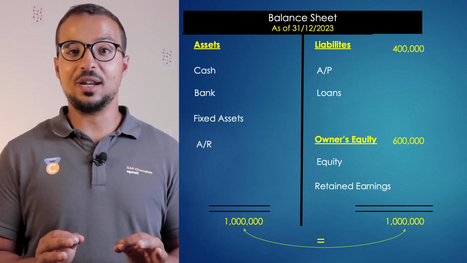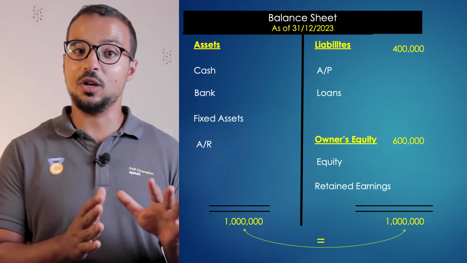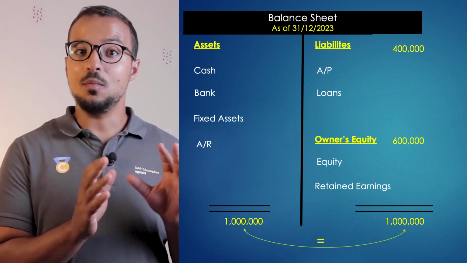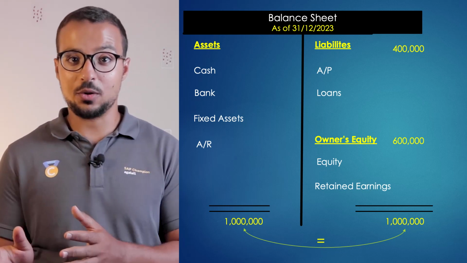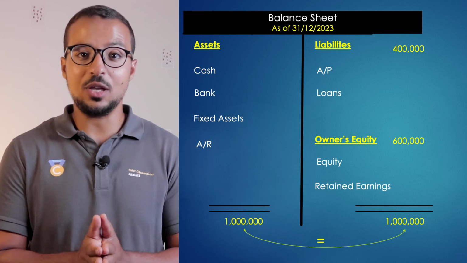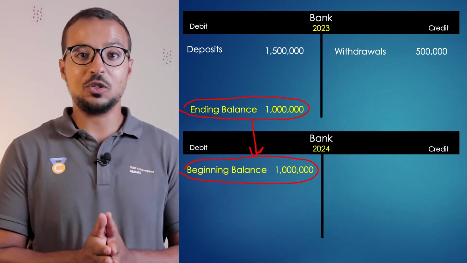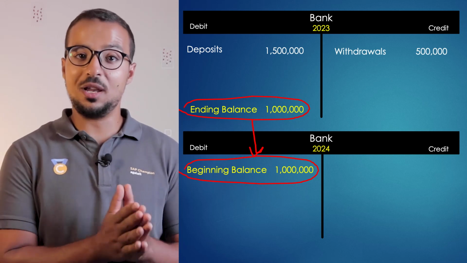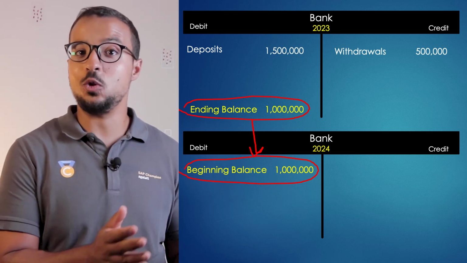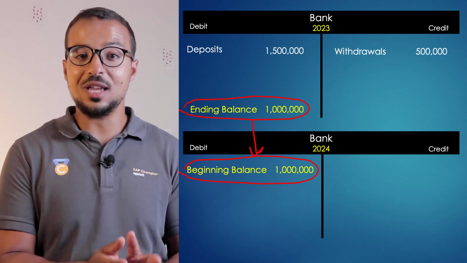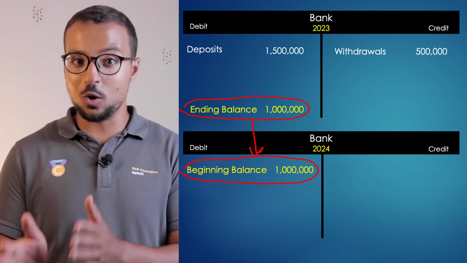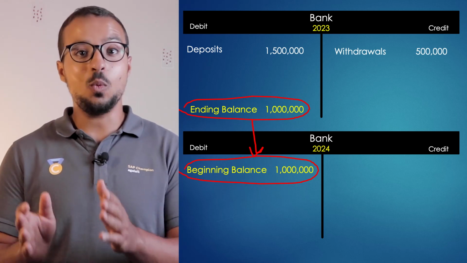A very important characteristic of the GL accounts that are in our balance sheet is that the balances of these GL accounts move from one year to the other. So for example, at the end of the year 2023, if I ask you what is the balance of our bank account, and you check the balance sheet and the balance of our bank account is 1 million USD. Then on the first day of the new year, in 2024, I ask you what is the balance of our bank account. It will still be 1 million USD.